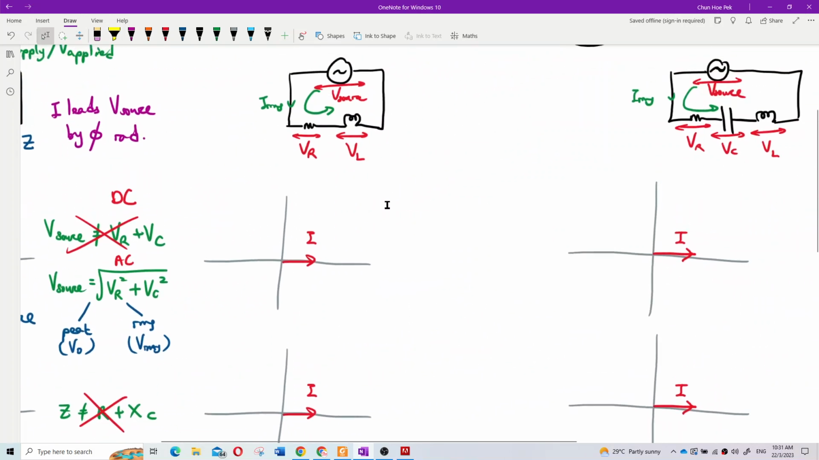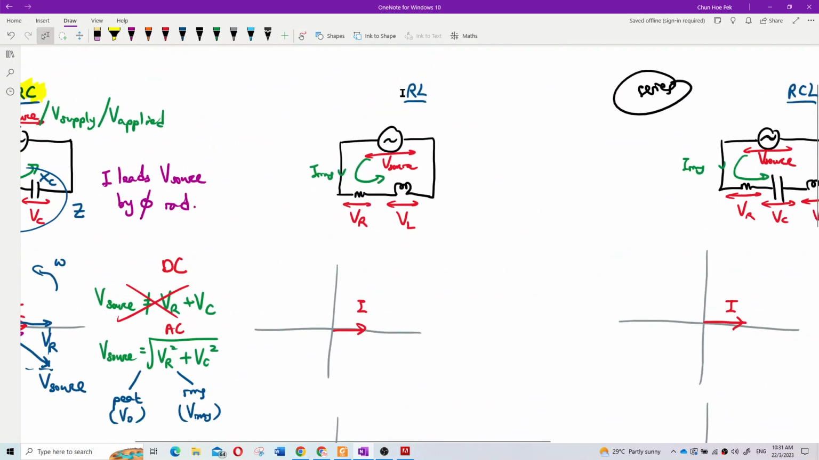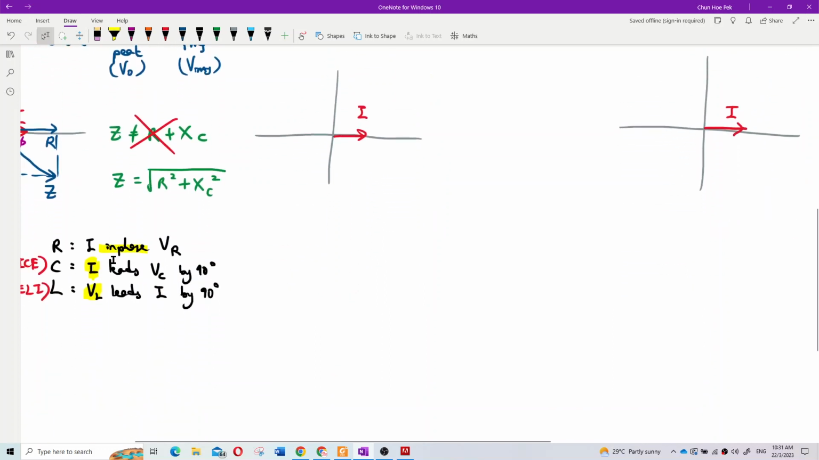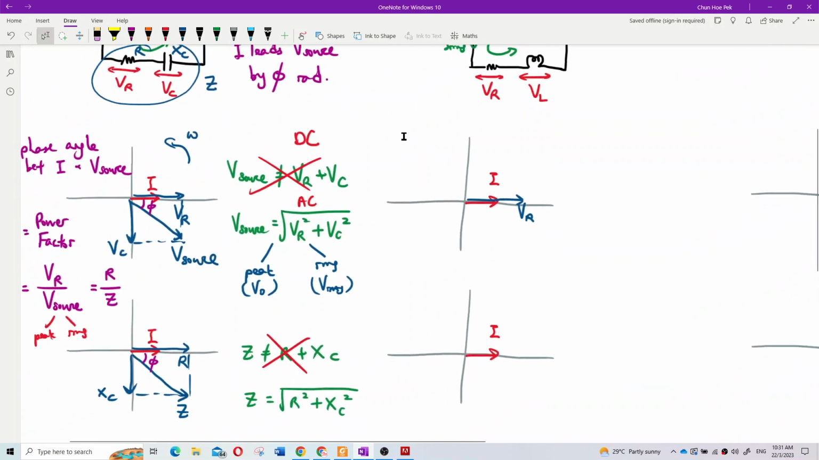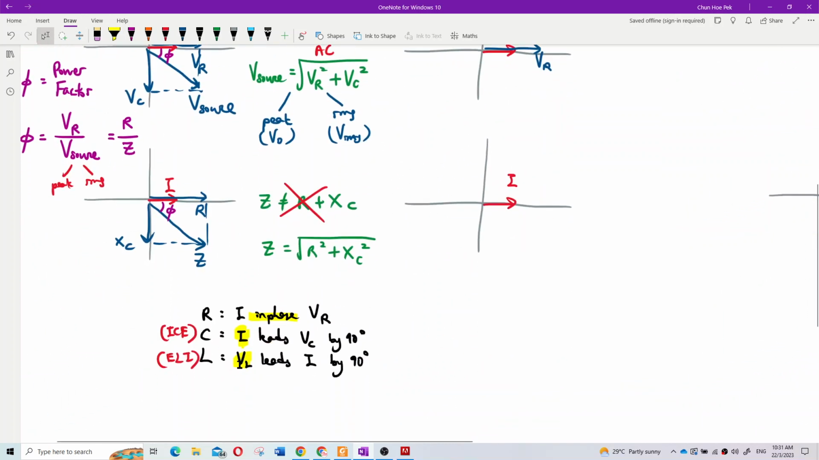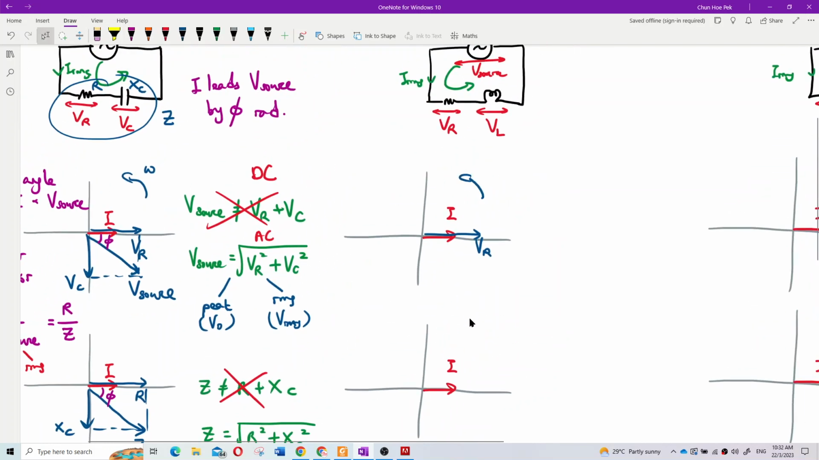That's it. Now let's talk about RL circuit. Again, we have voltage of resistor, and the current is in phase with VR. So same thing, we can write VR over here. And then we have VL. VL is voltage leading current. Understand? Voltage leading current.